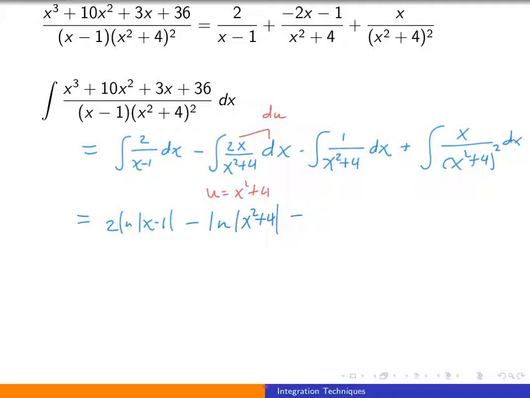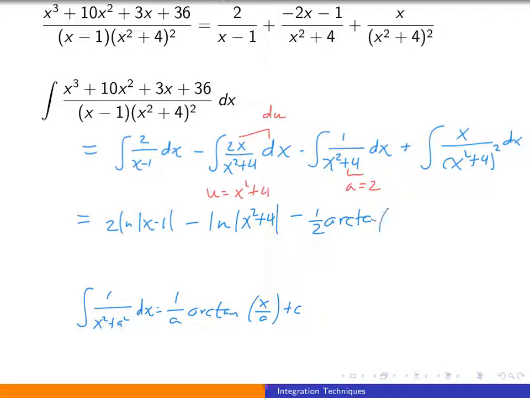For this next term here, let me remind you of a common formula. If you have the antiderivative of 1 over x squared plus a squared, this will be 1 over a arctan x over a plus c. Since our integrand has x squared plus 4, the a value in this case is 2. So we get back 1/2 arctan x over 2.